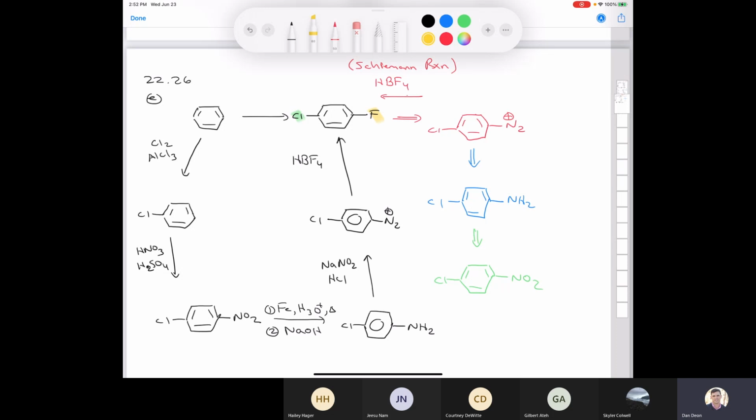And again, you know, what's the clue that you've got to use the CHEM reaction? Because we don't have too many ways of installing a fluorine on an aromatic ring. And so the CHEM reaction is what we would use here.